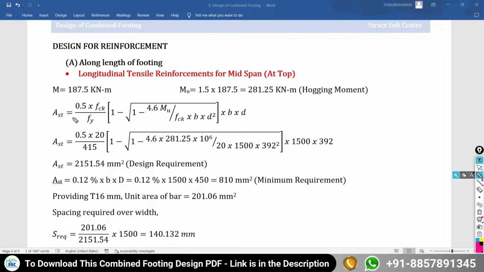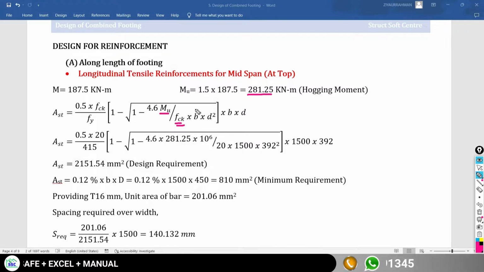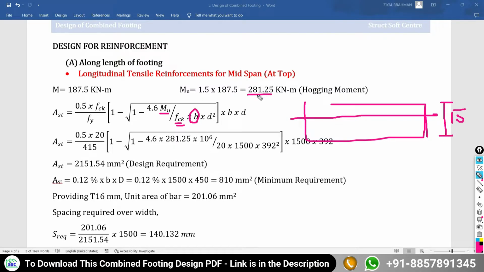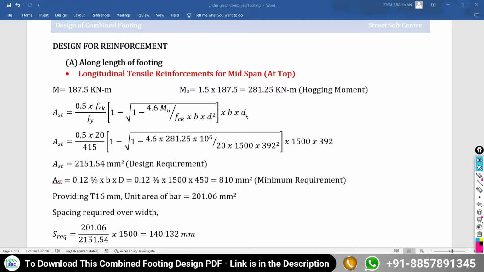That's why we need to provide the reinforcement at the top of the footing. So Ast will be equal to 0.5 fck divided by fy, inside bracket 1 minus square root of 1 minus 4.6 times the ultimate moment that we have calculated here, divided by the characteristic strength of concrete, the considered width of the footing. While calculating the moment along the length of the foundation, we considered the full width of the footing, that is 1.5 meter, which becomes 1500 mm. Thereafter, the width of the footing multiplied by the effective depth of 392. So after putting all these values in this equation, we get the area of steel required as 2151.54 mm square as a design requirement.